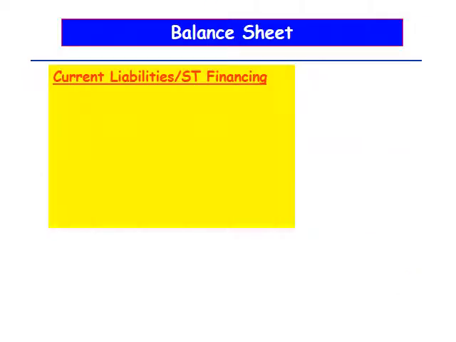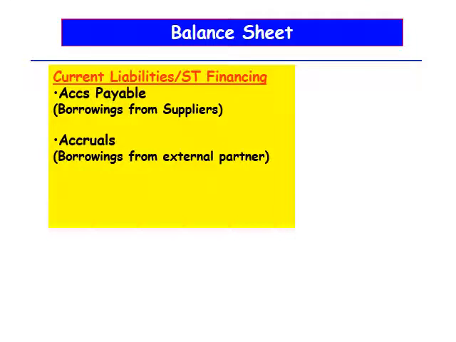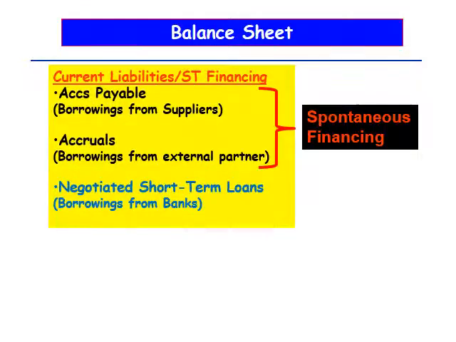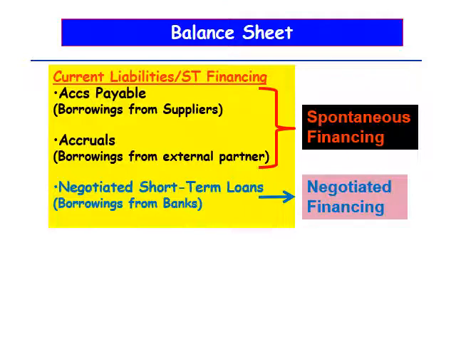Under current liabilities, you have accounts payable, basically borrowings from suppliers, accruals, borrowing from external parties, and negotiated short-term loans, borrowings from banks. The first two are spontaneous financing, and the bank loan is negotiated financing.